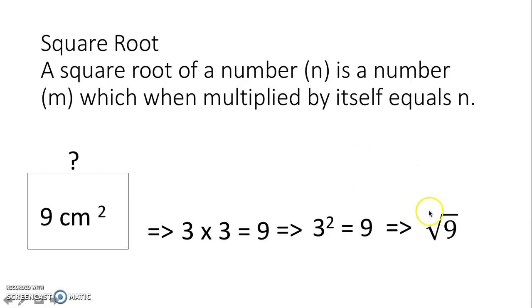And so what we do is we use the square root, which is this symbol right here. We can write the square root of 9, and the square root of 9 is equal to 3. What we just did was the inverse, or the opposite, of 3 squared. 3 squared is equal to 9, and the square root of 9 is equal to 3.